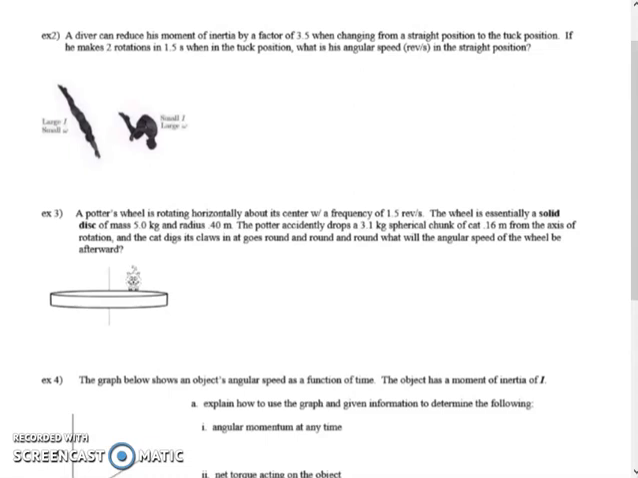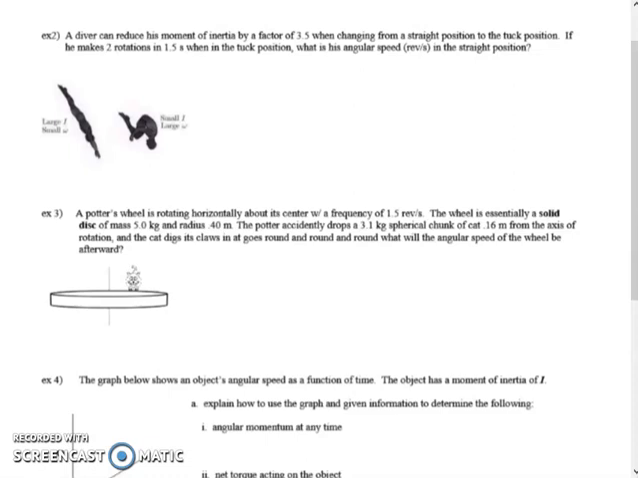So let's continue our examples where we're looking at angular momentum and its conservation. I've got three more examples here. They're a little quicker than the previous one, but it's important again to understand when angular momentum is conserved, and when it is conserved we generally look at a change in angular velocity. So the first one I alluded to earlier, we have a diver.